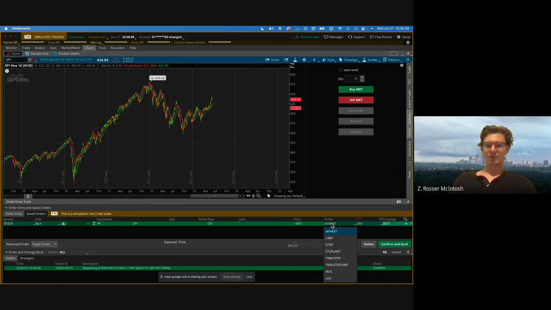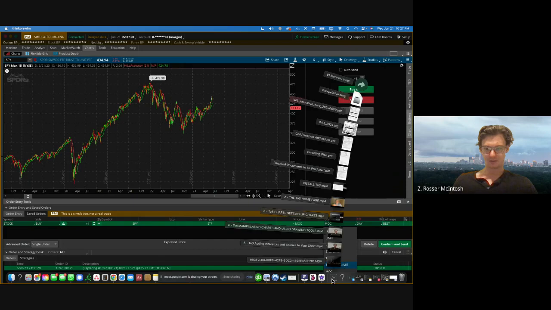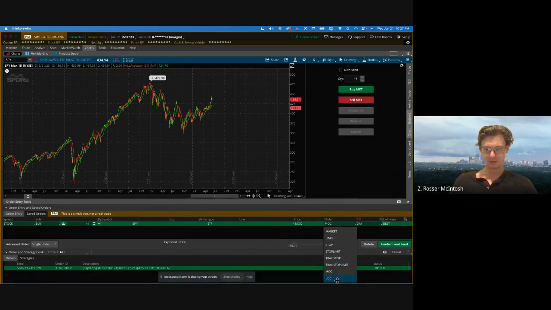There are, as you can see, a number of different order types. We have market order, limit order, stop order, stop limit, trailing stop limit, and I don't even know what an MOC or an LOC order is. That's never something I've used. Let's see, what does it do? MOC, LOC. I have no idea what it is.